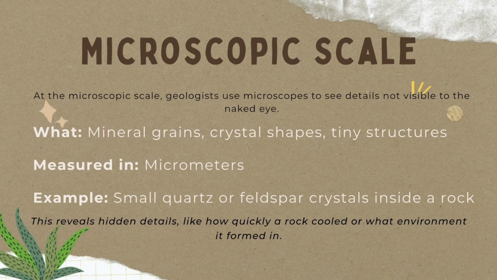Microscopic scale. At the microscopic scale, geologists use microscopes to see details that are not visible to the naked eye. What does this mean? For example, mineral grains, crystal shapes, and tiny structures. This is measured in micrometers. An example of this would be small quartz or feldspar crystals inside a rock. This reveals hidden details like how quickly a rock cooled or what environment it formed in, similar to our igneous, intrusive, and extrusive rocks.